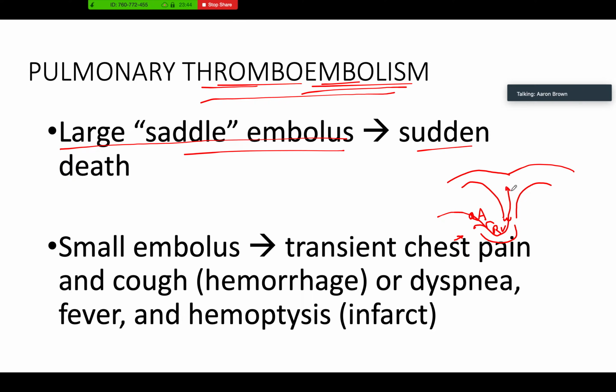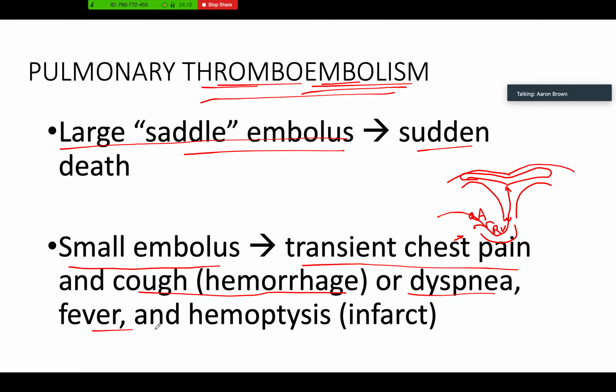So a large thromboembolism that goes into our right atrium through the right ventricle and then gets stuck here. We call this a saddle embolism because you can kind of imagine 2 feet in a saddle here. And this emboli is going to completely obstruct the blood supply going from the right heart to the lungs. Okay, so now we have 0 blood going from the right heart to the lungs. Your patient's going to die. Okay. However, for small emboli, these cause just a transient chest pain, cough due to hemorrhage in the lung, shortness of breath, fever, coughing up blood due to that infarcted area.